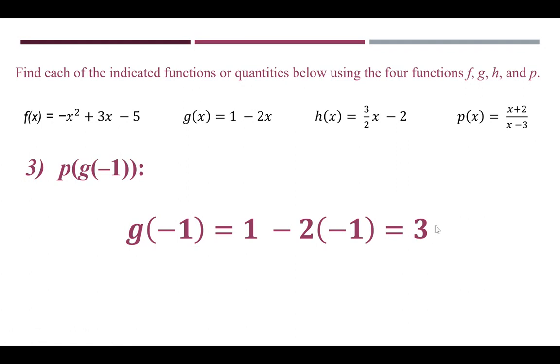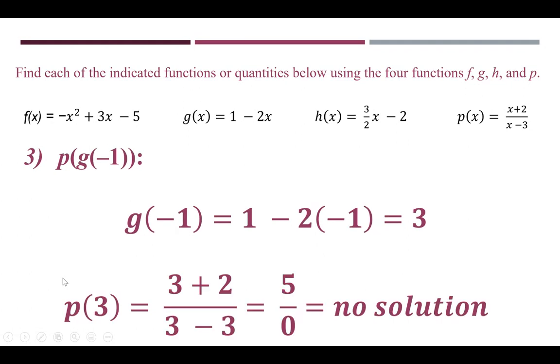Now I'm ready to substitute 3 in place of g of negative 1 and find p of 3. When I substitute 3 in place of x in the p function, I get 0 in the denominator, which we know is mathematically not allowed. So I'm going to simply say that p of g of negative 1 has no solution. There is no such value.